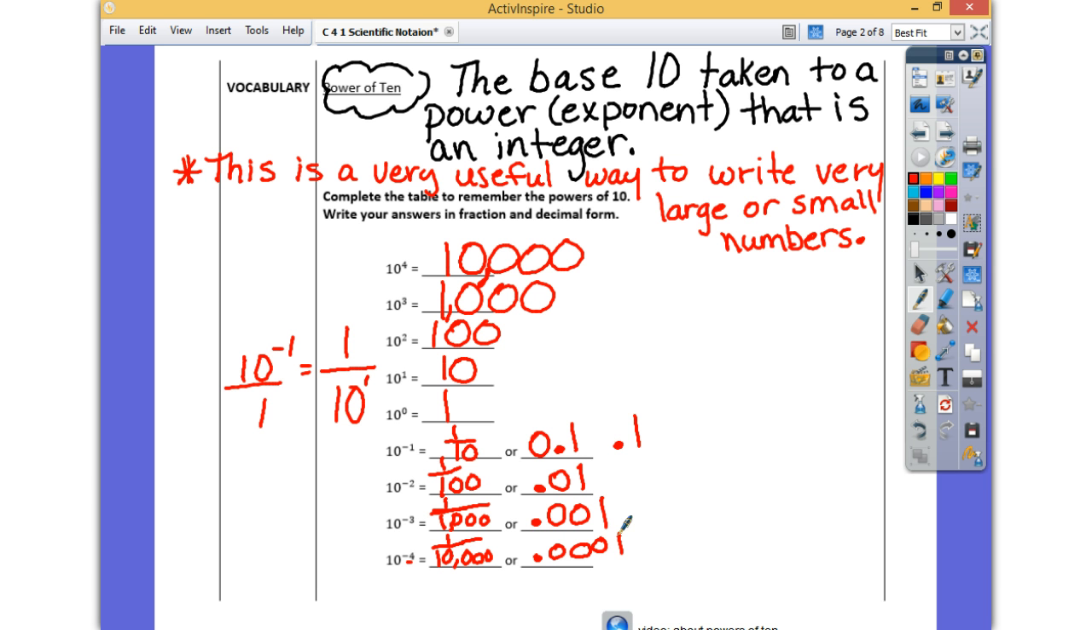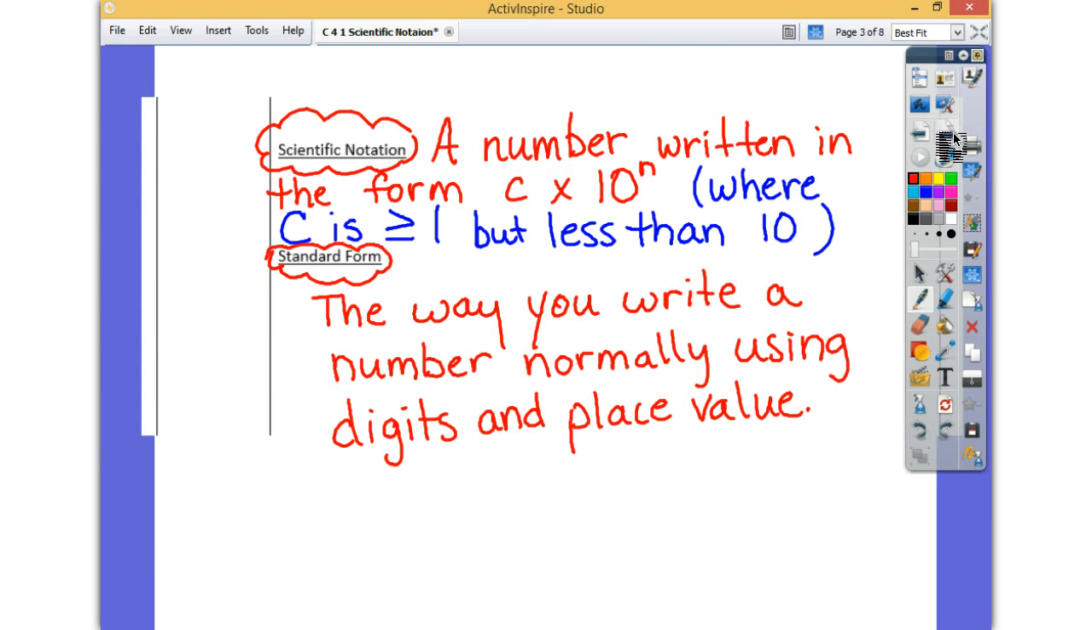Questions on those? All right, let's practice. Oh, couple vocab first. Scientific notation. All right?